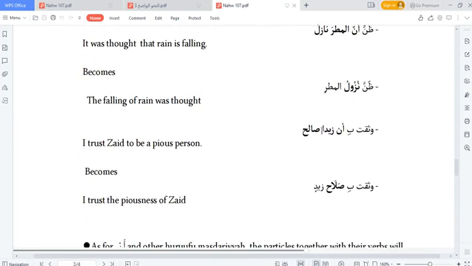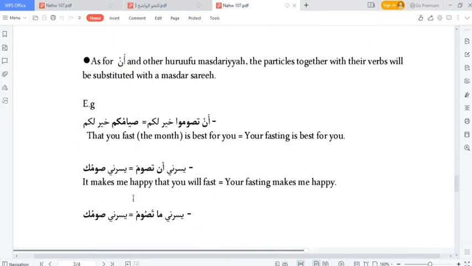وثقت بأن زيدا صالح. I trust Zaid to be a pious person. Okay, now I want to return it to Masdar Sari. How do we do? The Masdar Sari of Salihun is Salahun, because it is Salaha, yasluhu, Salahun. I hope you get. So we now make it mudaf. So we have Wathiqtu bi Salahi Zaidin. I trust the piousness of Zaid. I hope you are following.